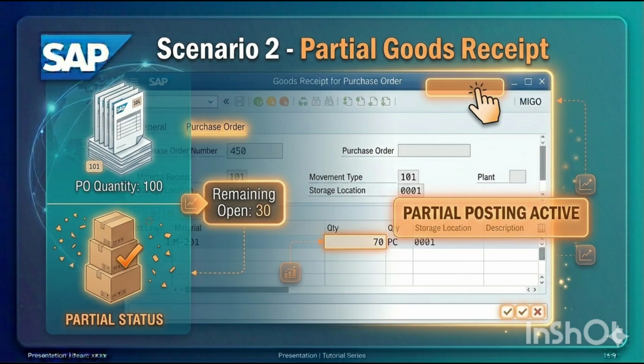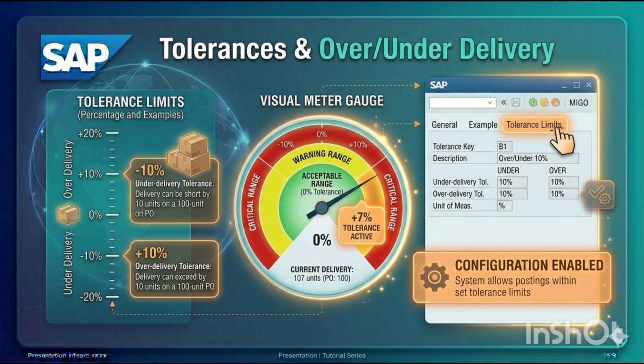Now we will be discussing the tolerances in SAP. Tolerance plays a very important role in goods receipt. Every purchase order has under delivery tolerance and over delivery tolerance percentages defined either in material master, vendor master or directly in PO line item. For example, if over delivery tolerance is 5%, you can receive up to 5% extra quantity without error.